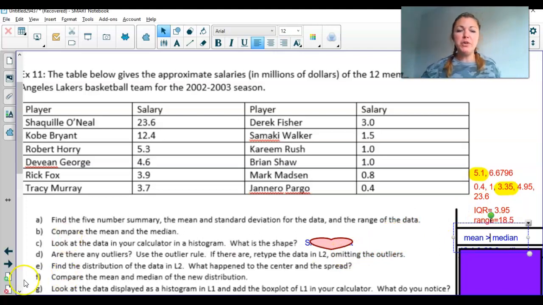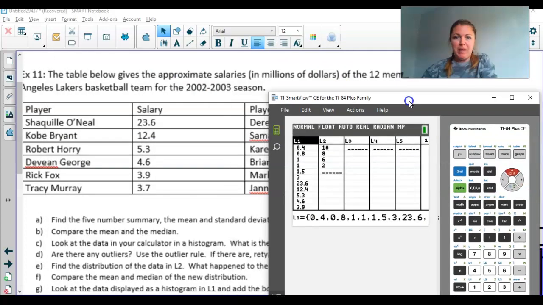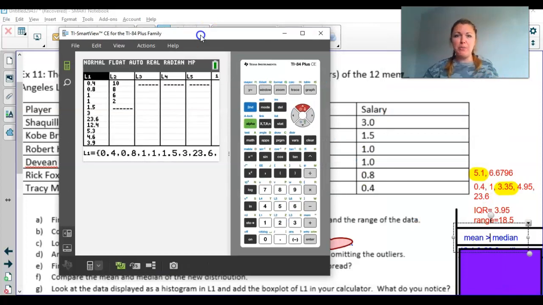So I want to show you right now how to make some plots in your calculator. So get your calculator out. The data should already be in there. Okay, I'll pause it one more time, give you a second to get the data in if you haven't. And I want to show you how to plot this data. Okay, so you have your list 1 of your data. And now we want to look at some different plots. And it says, look at the data in your calculator in a histogram. What is the shape? We could look at anything though.